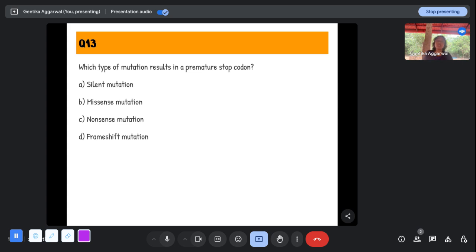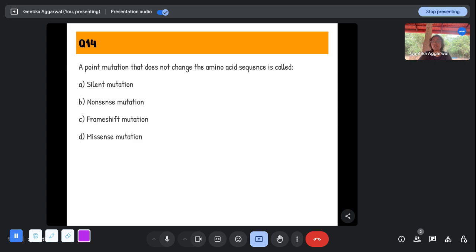So, which of these mutations results in the formation of a premature stop codon? Yeah. So, the correct answer to this question is a nonsense mutation. As we discussed, a nonsense mutation is one in which an amino acid coding codon gets replaced by a stop codon. A point mutation that does not change the amino acid sequence is called what?